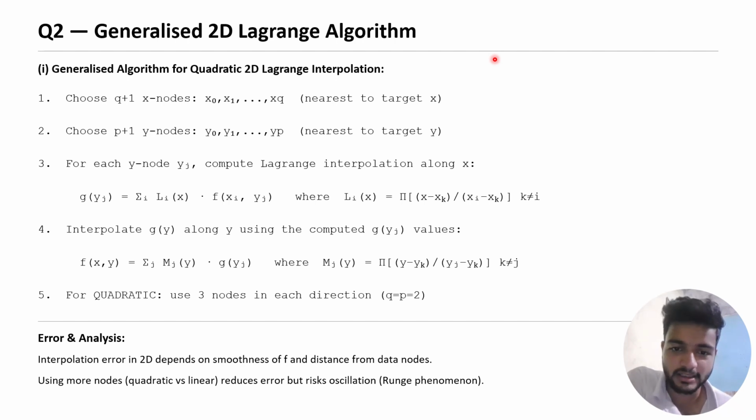divided by (xi minus xk). Interpolate g(y) along y using the computed g values by the formula Mj(y) equals product of (y minus yk) divided by (yj minus yk). For quadratic, use three nodes in each direction. Error analysis: interpolation error in 2D depends on smoothness of f and distance from the data nodes. Using more nodes reduces error but risks oscillation.